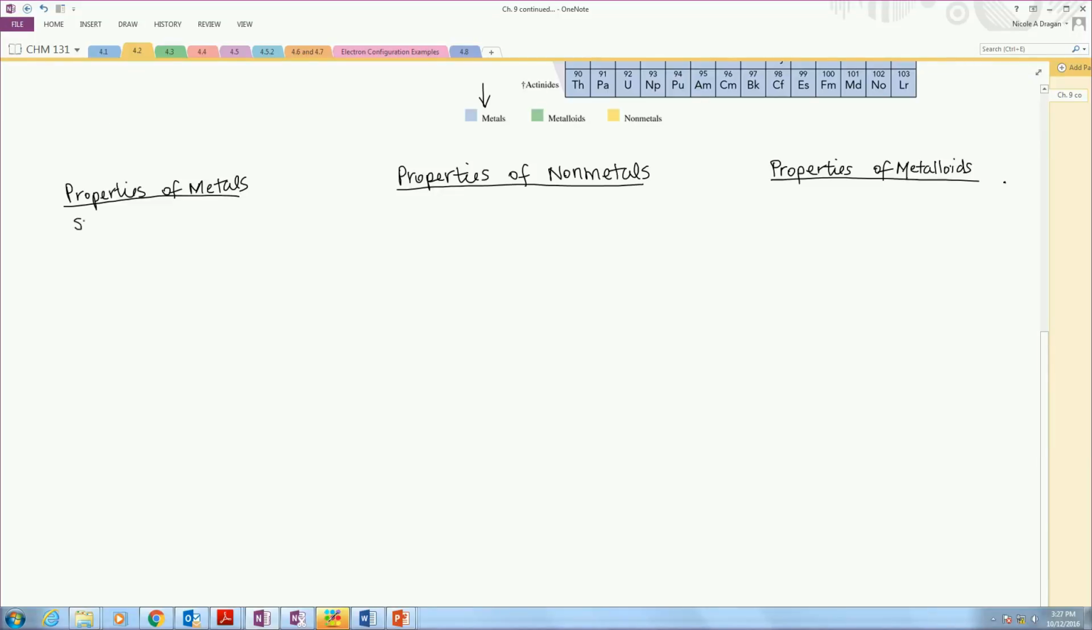So metals are shiny solids typically. The only exception is mercury. Okay, mercury is liquid at room temperature. They're good conductors of heat and electricity, and they melt at higher temperatures than nonmetals.